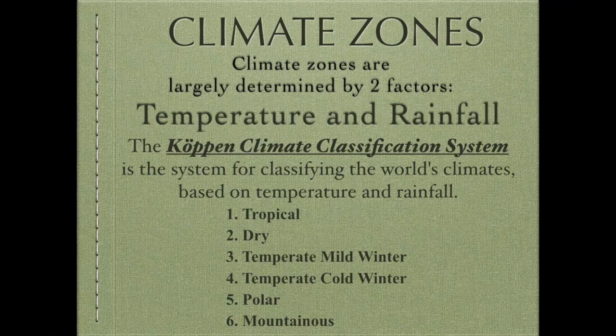Now, there are others. Some resources will combine some of these. Some resources may exclude the highlands, which are the mountain ranges, but we're going to focus generally on these six zones. These six zones will have subcategories or subzones, which we will talk about.